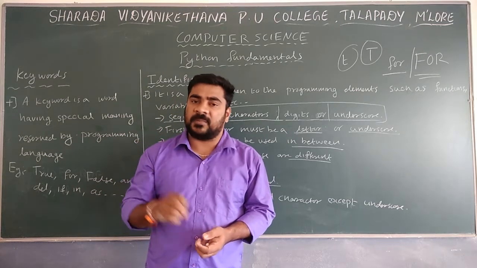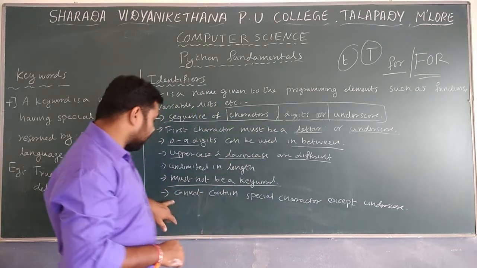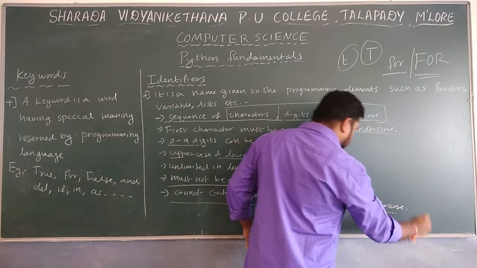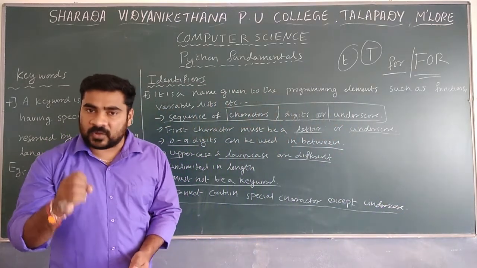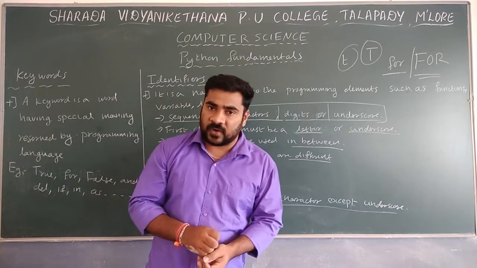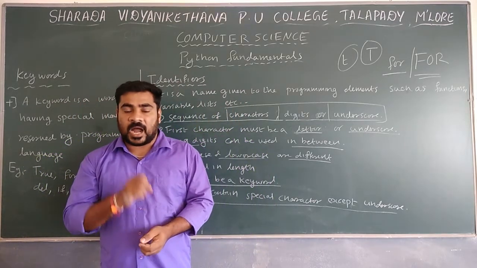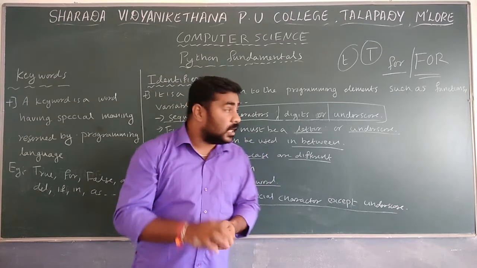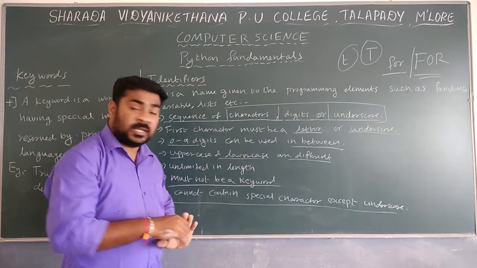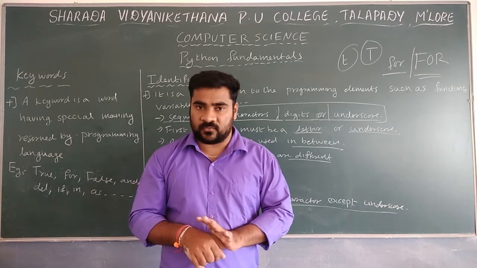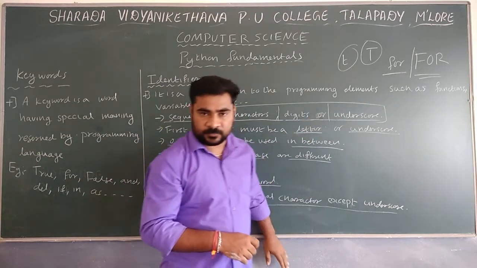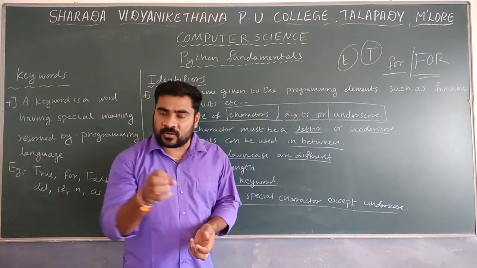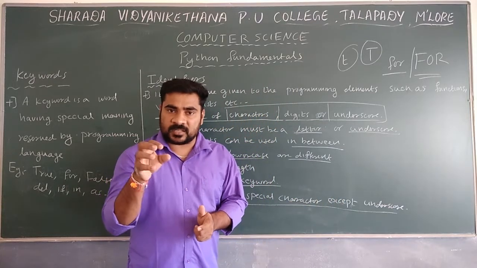So keywords cannot be used in Python, and an identifier cannot contain special characters except underscore. Only one special character can be used in an identifier, that is underscore. Other than underscore, it is not possible to use any other special characters. So these are the different rules. And one more rule is that spaces are not possible. For example, if you want to name something, say a register number.